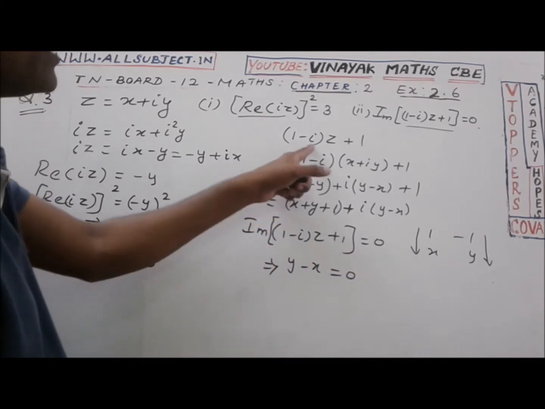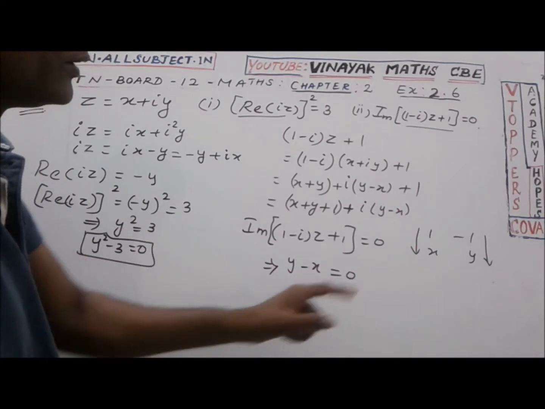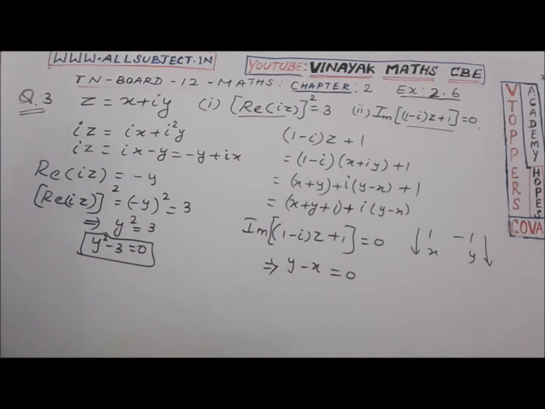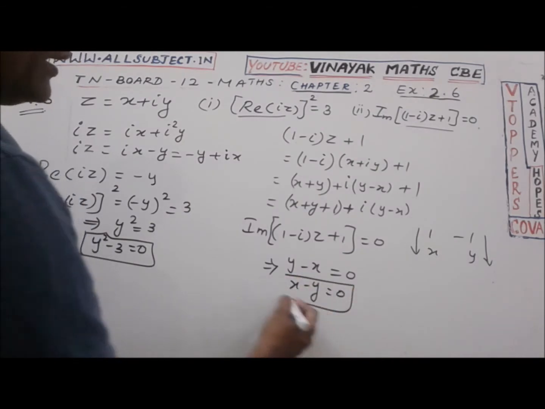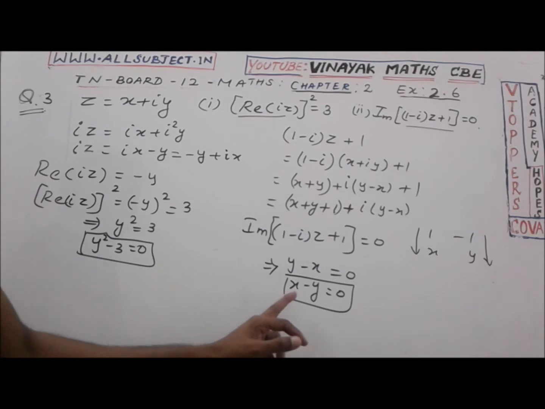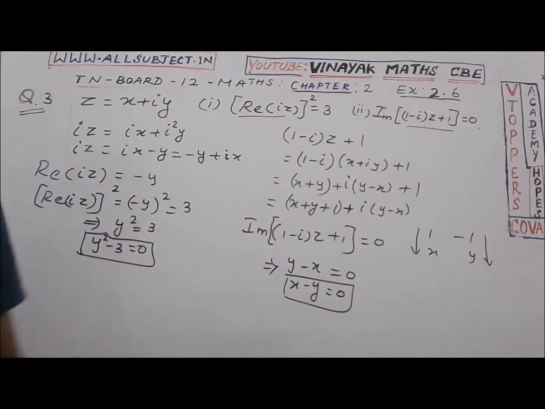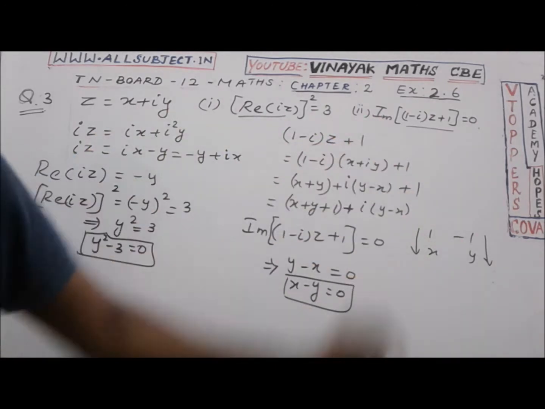So this is (1 minus i) into (z plus 1), taking its imaginary part, y minus x equal to 0, which implies x minus y equal to 0. y minus x or x minus y equal to 0. This is the Cartesian equation of the complex number when it follows the second condition.